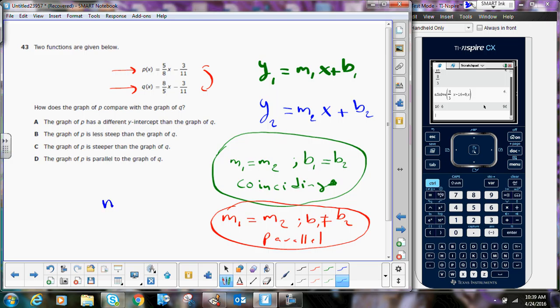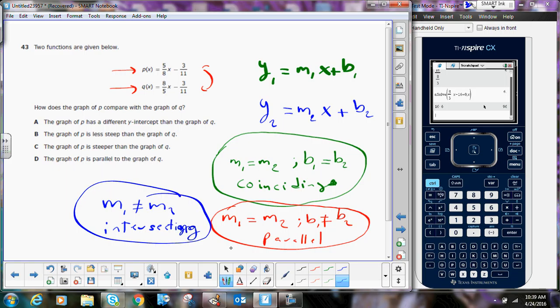Now, case 3, if your slopes are different, not equal, your lines are intersecting.